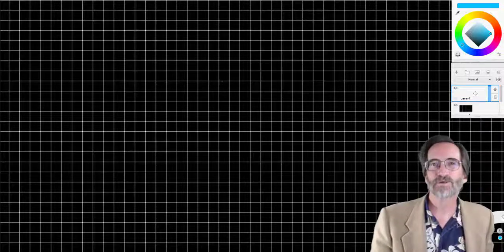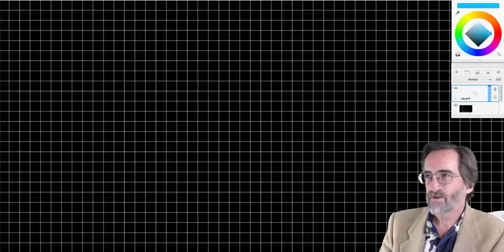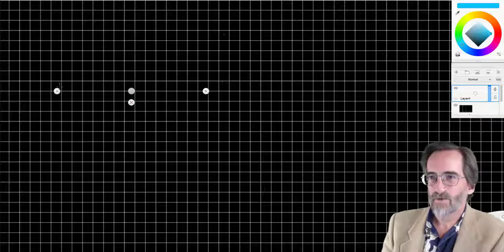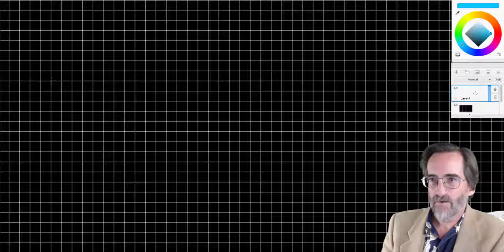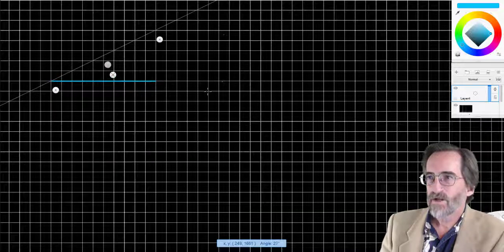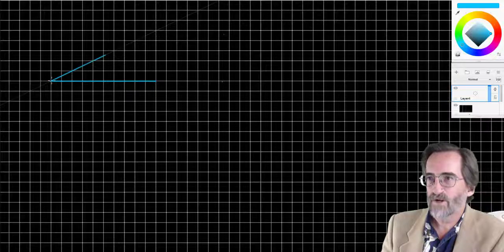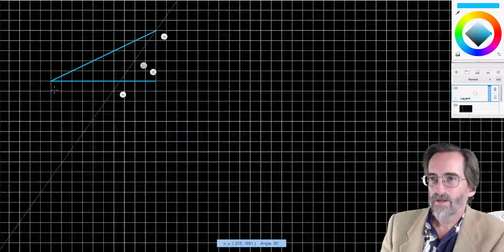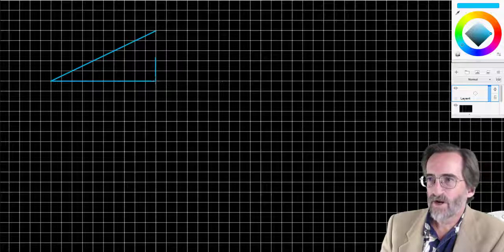A right triangle is a triangle with a square corner or a 90-degree angle in it. Okay, so let me start by drawing a 90-degree angle. So we're going to draw a right triangle. Okay, and we're going to draw it so that it has an acute angle on the left, right angle on the bottom right. Okay, and it's got a side that's kind of diagonal, the way I've drawn it.